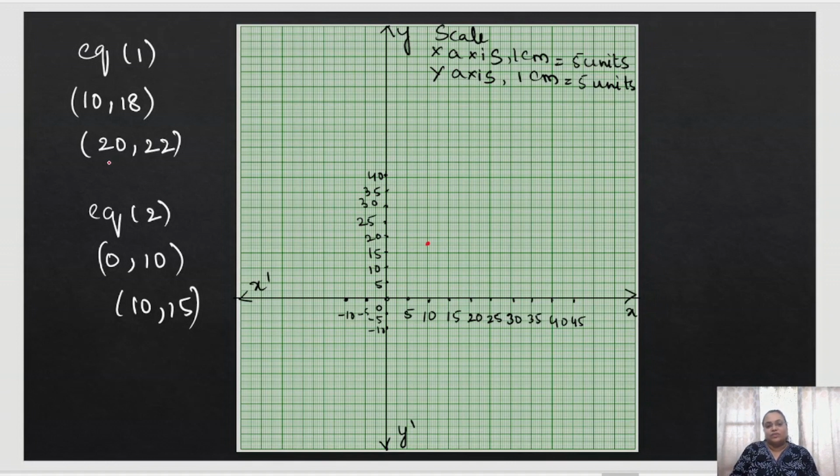And the next one is 20 and 22. 20 on the x-axis, 22 on the y-axis, which is here. Now let us join these 2 points.